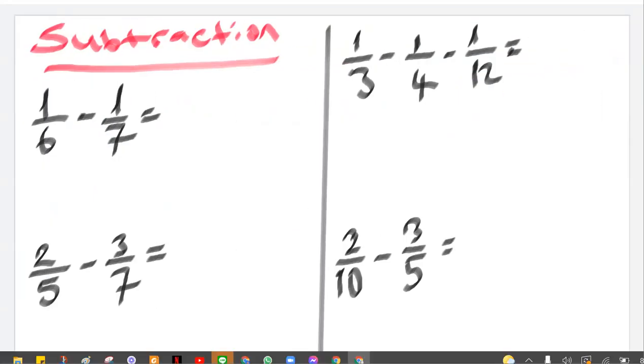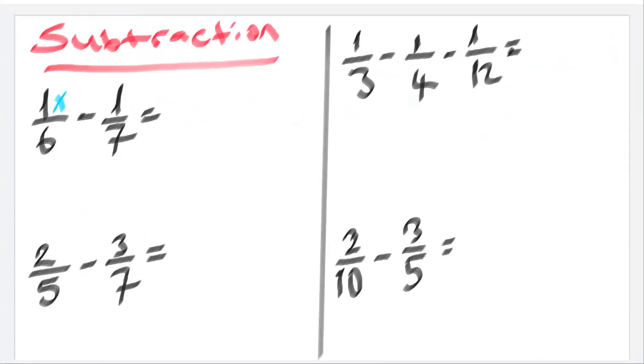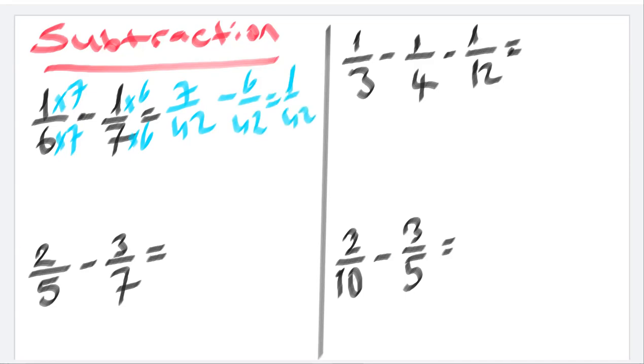For subtraction, the rule is the same. We just make the bottom the same for both fractions. To do it, we multiply both sides of each fraction with the denominator of the other fraction. So 7/42 minus 6/42 equals 1/42.